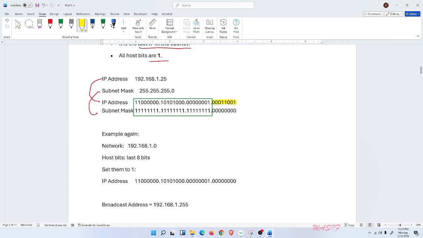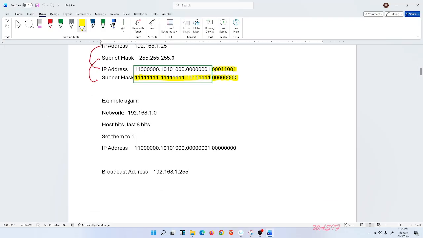If you look here, you have ones here. You cannot make any changes in the corresponding bits on top. However, if you have 0 in the subnet mask, you can make changes to the corresponding bits in the IP address. If you have ones in the subnet mask, you cannot make any changes in the corresponding bits, but if you have zeros, you are free to make any change.